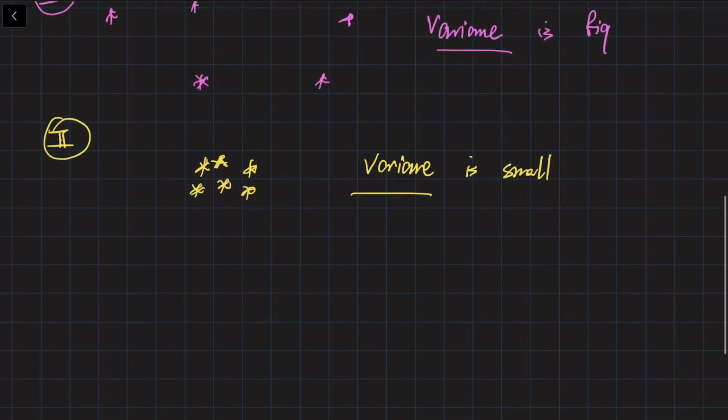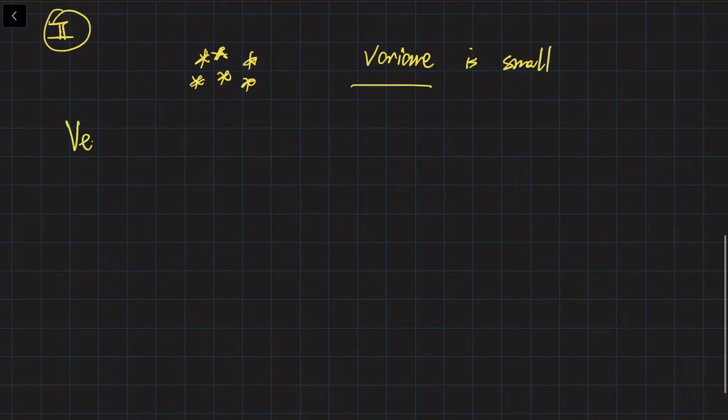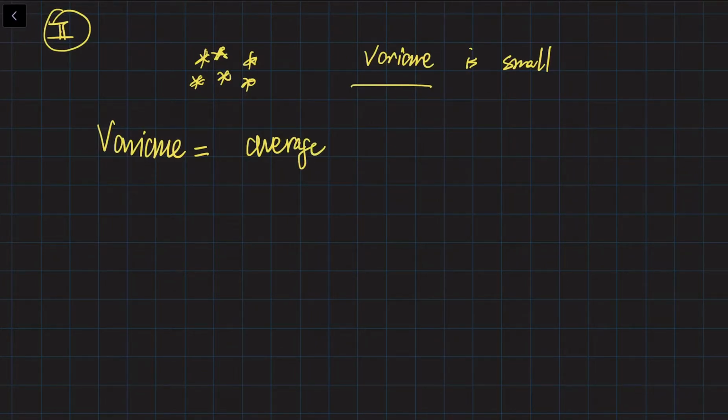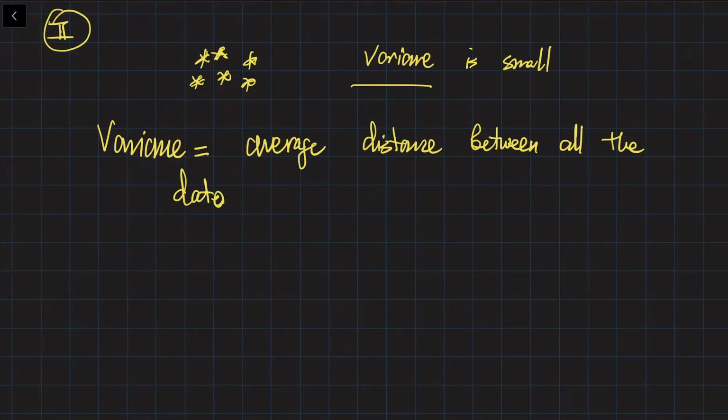So let us define the variance. The definition for the variance is going to be the average distance between all the data points and the average value.